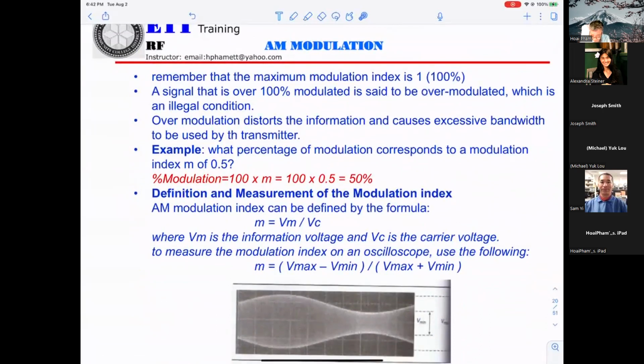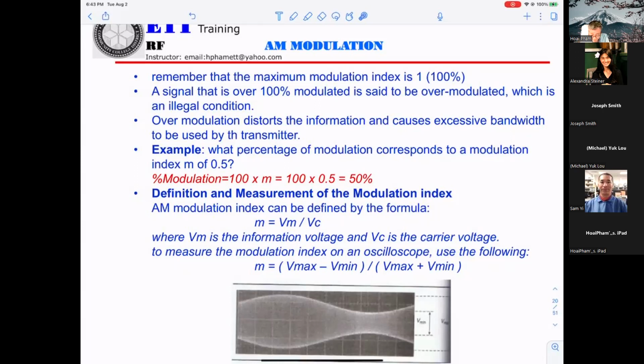Okay, I'll try to get through this one, then we stop. Remember, the maximum modulation index is 1. That's 100%. A signal that is over 100% modulated is said to be over-modulated, which is an illegal condition. Over-modulation distorts the information and causes excessive bandwidth to be used by the transmitter.